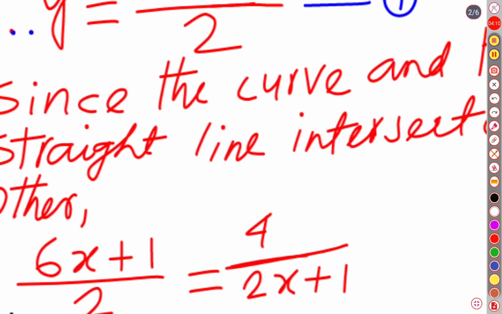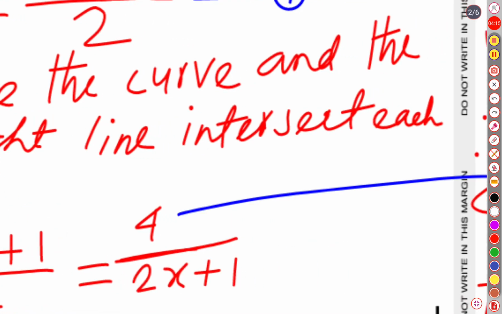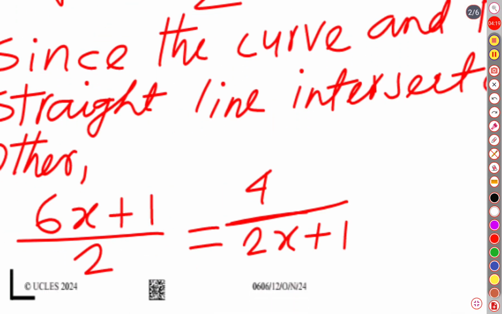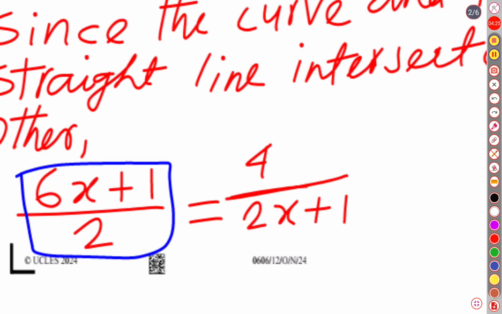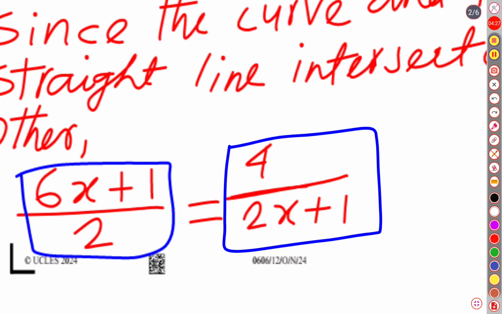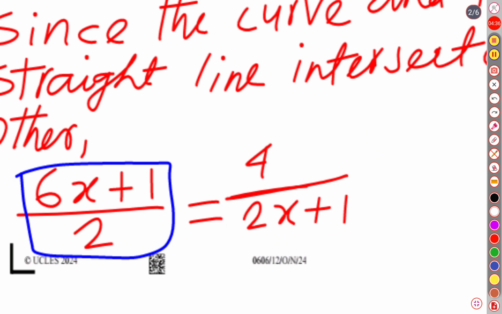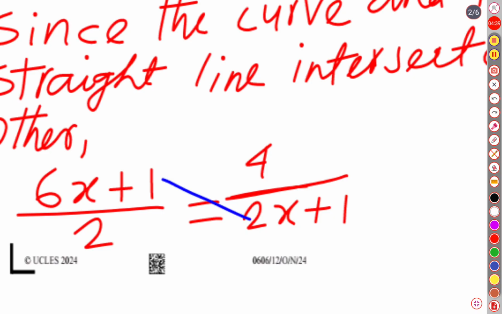That is what I have written. Let's see what is written. Since the curve and the straight line intersect each other, these two equations will be equal. This is the equation of the straight line and this is the equation of the curve. So they must be equal. If they are equal at this stage, then let us do cross multiplication. If we do cross multiplication, what will we get? We will get 6x into 2x, means 12x square. Then 6x plus 1 means 6x, and then 1 into 2x, that is 2x.